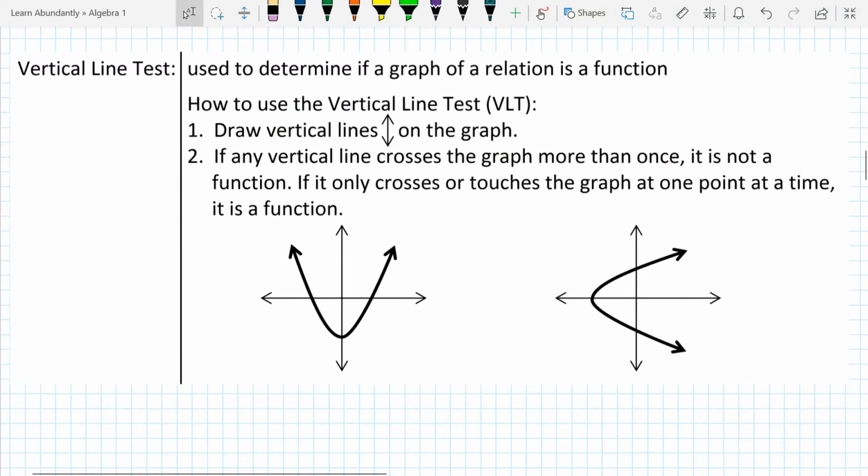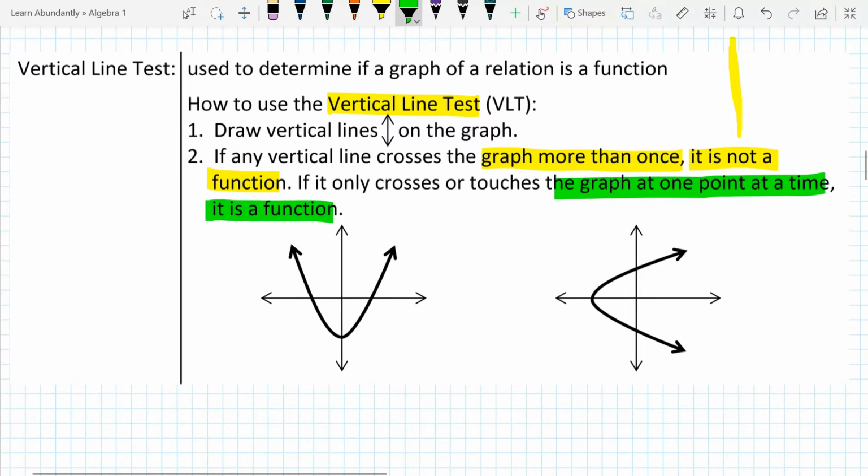It is a little bit easier if it's graphed, however. We don't even need to look at the numbers. If it's graphed, we can very quickly tell using the vertical line test. The vertical line test requires that you know vertical lines go up and down. And then we just simply draw a vertical line on the graph. And if anywhere on that graph we can draw a vertical line that touches the graph more than once, it is not a function. Okay? If it touches the graph at one point at a time, it is a function.